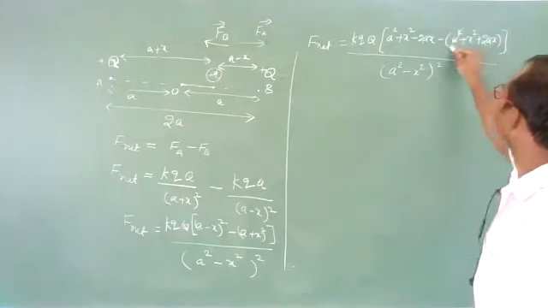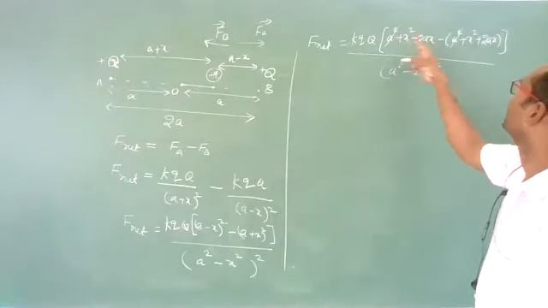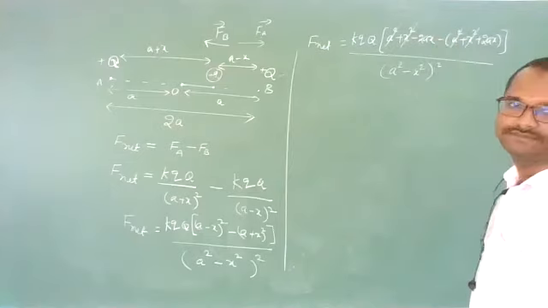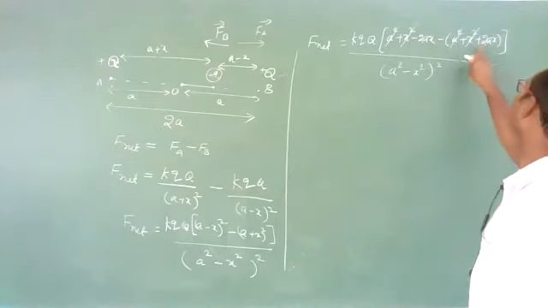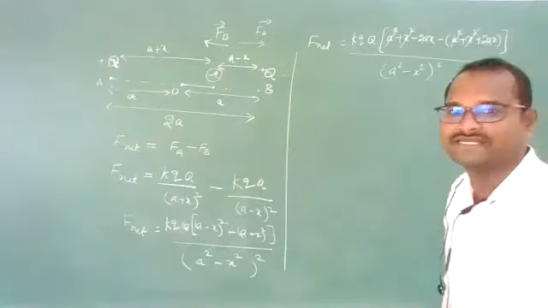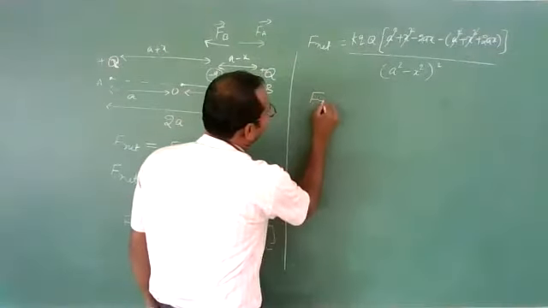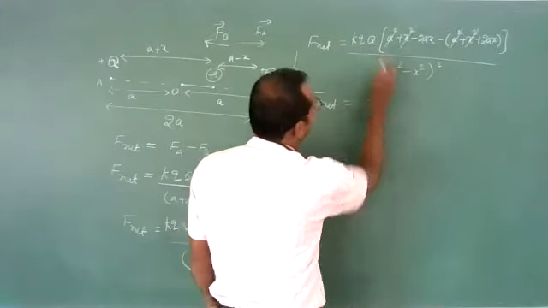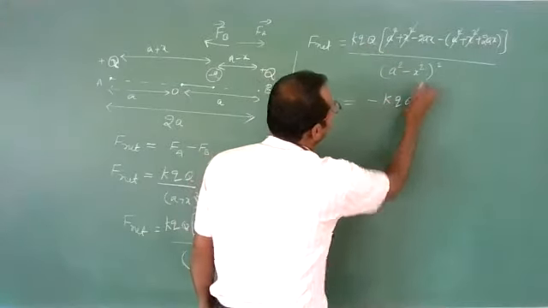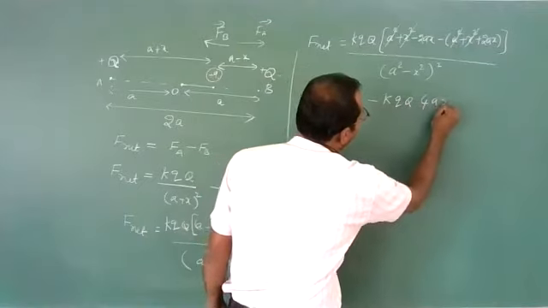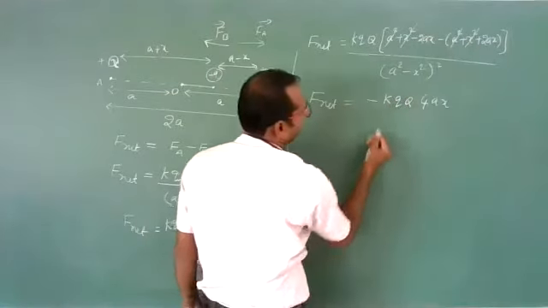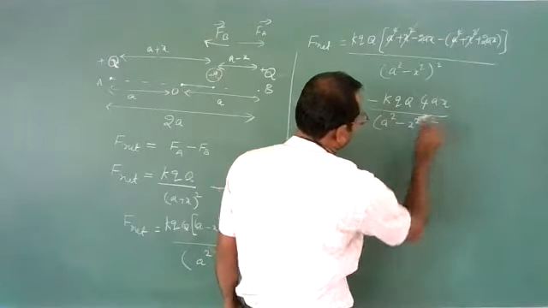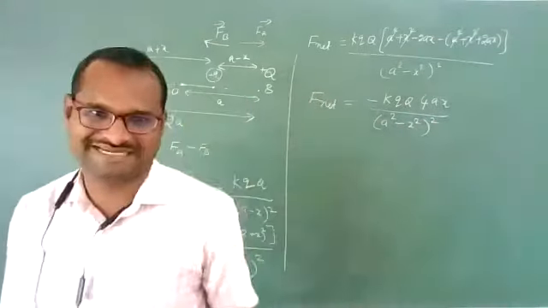Here, plus a square and minus a square cancel. Plus x square and minus x square cancel. Minus 2ax minus 2ax gives minus 4ax. You will get F net, the net force acting on it, is minus kQ into 4ax, divided by (a square minus x square) whole square. This is the net force acting.